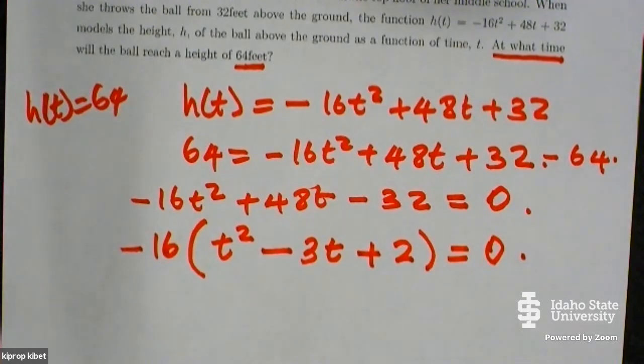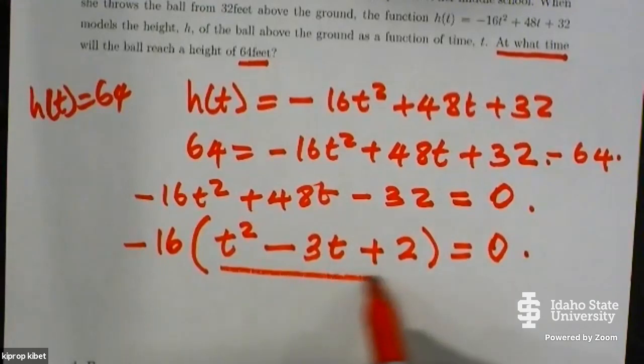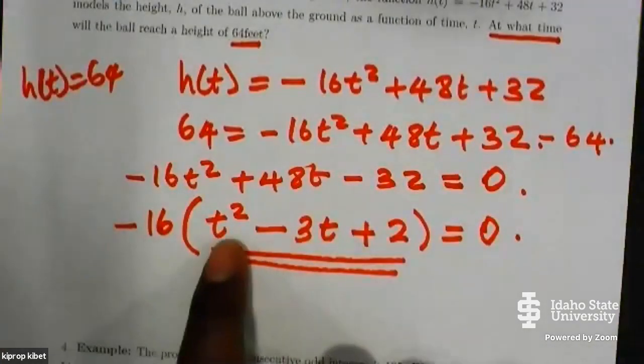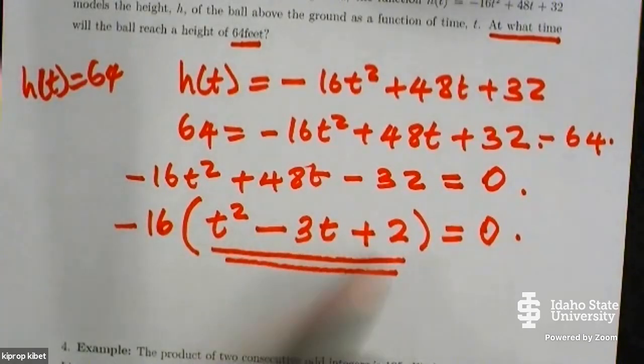Equals to 0. Now, using step number 5, solve the equation using the appropriate algebra technique. So here, t squared minus 3t plus 2. How can we factorize that? You can use the AC method.